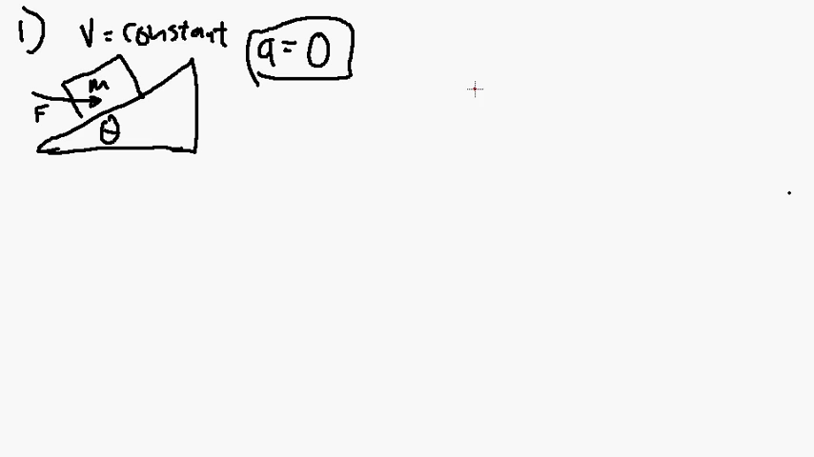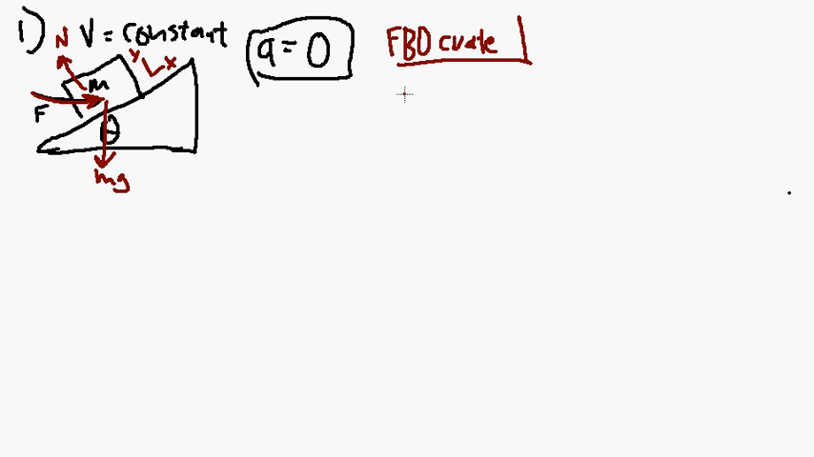I'm going to use sort of a dark maroon red. FBD for the crate. And what are the forces acting on the crate? Well, let's just draw them out. There's the weight, mg. There's our normal force, and we already have F in there. Let's pick some coordinate axes. Let's go with X going up the ramp and Y like that.